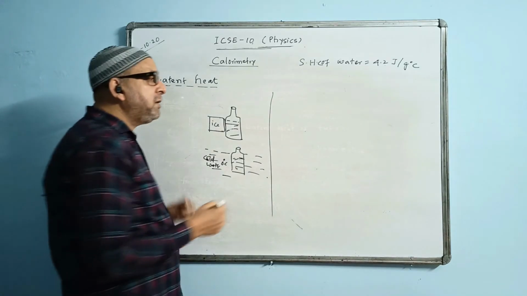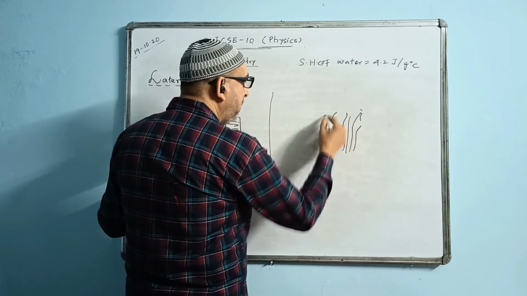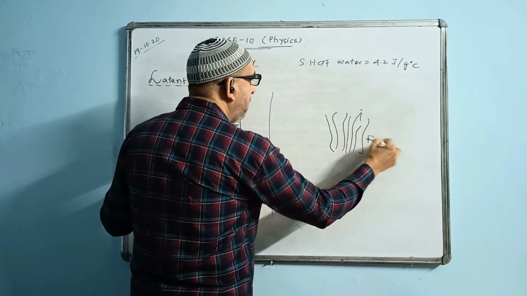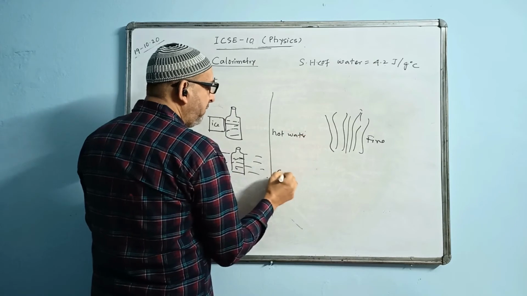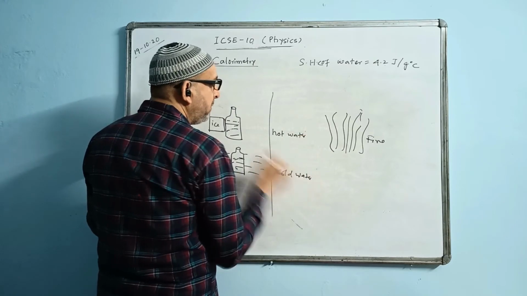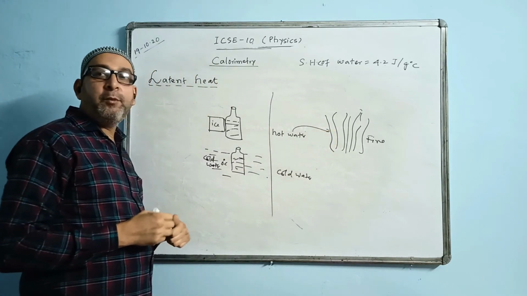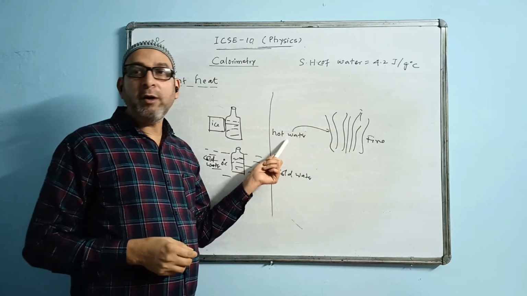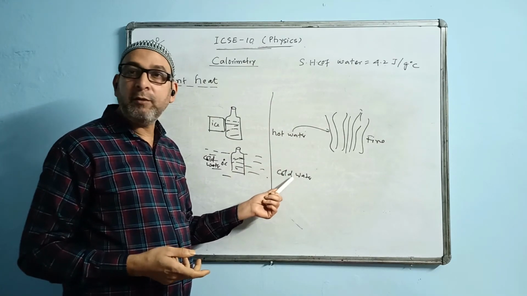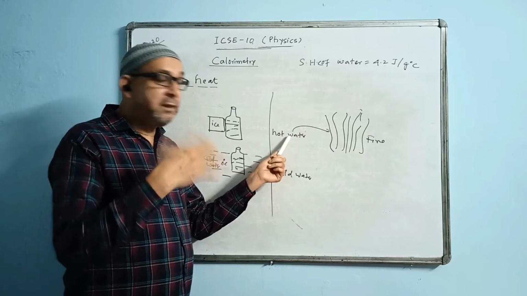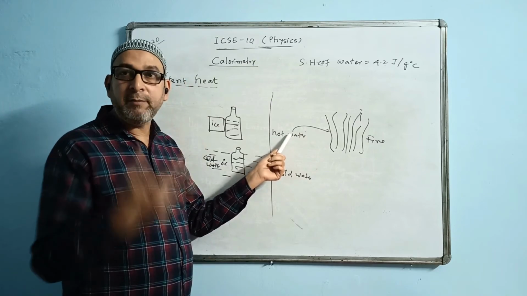The reason is, suppose there is a fire out there, and we are having hot water and we are having cold water here. Two choices. If you put hot water, the water is already hot, so it will reach the boiling point faster as compared to the cold water. When it reaches the boiling point, which is 100 degrees Celsius, then what will it do? Now it will start changing into steam.